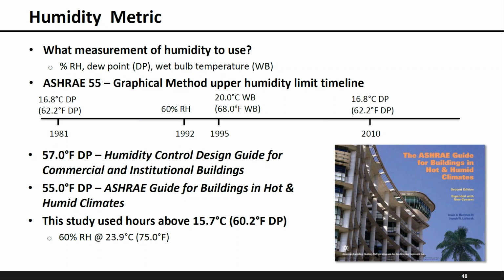And going back 35 years ago, ASHRAE 55 drew an upper limit on humidity at a dew point of 62.2 degrees Fahrenheit. And then about 10 years after that, they moved to an upper limit based on RH, 60% RH, which is a fairly common metric used for Building America studies over the years and others. A few years later, they went to a wet bulb metric and then went back to a humidity metric of 62.2. And so they've kind of gone full circle.